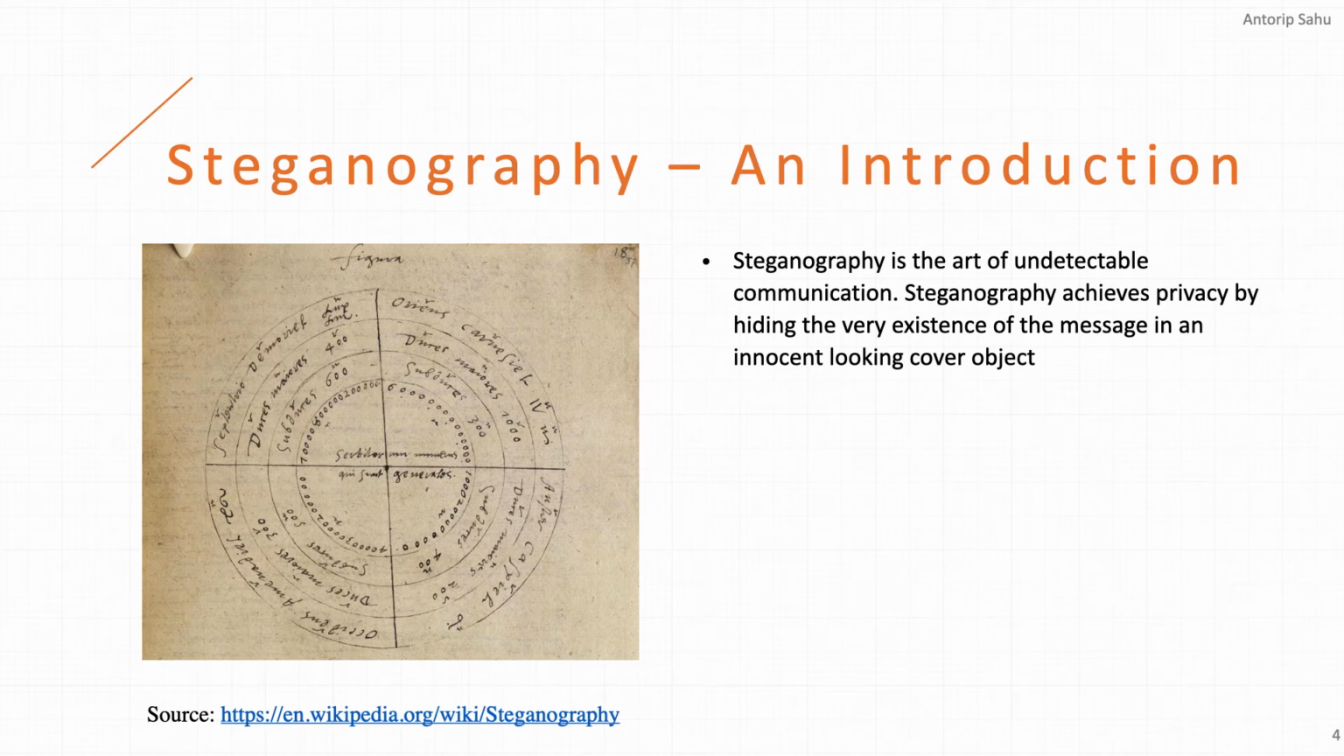For example, in olden days, when someone had to share a secret with someone else, he would write a normal letter but write the secret message with invisible ink. The receiver would just have to heat the paper or put some chemical on the paper to decipher the secret message. There were many other ways in which people would use steganography in the past, but for our discussion, we'll go ahead with an example of digital steganography.